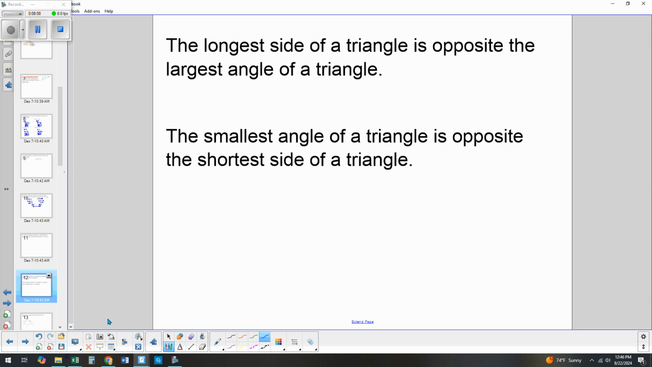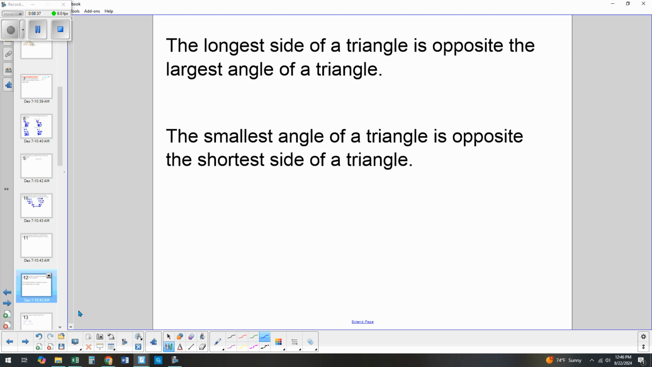The longest side of a triangle is opposite the largest angle of a triangle, and vice versa. Largest angle is across from the longest side. And then also the smallest angle of a triangle is opposite the shortest side, and vice versa. The shortest side is opposite the smallest angle. So what this allows us to do is if I know one set of information, say I know the angles, I could then place the sides in order from least to greatest. Or if I knew which angle was the biggest in the picture, I should know what side is the biggest in the picture automatically.